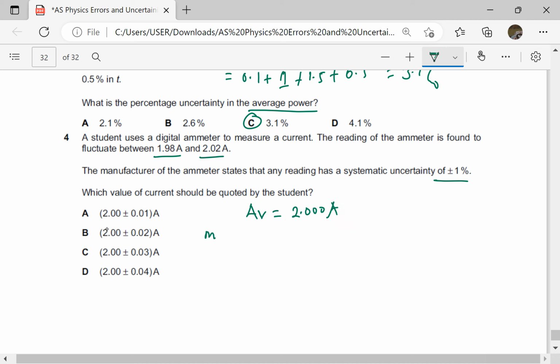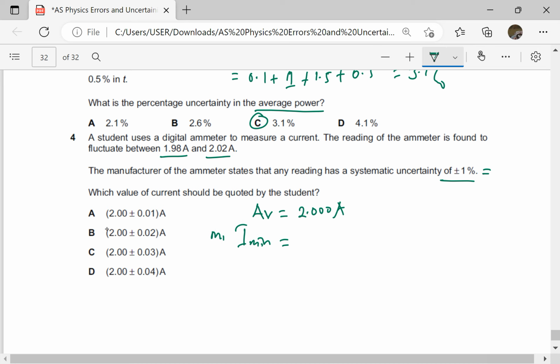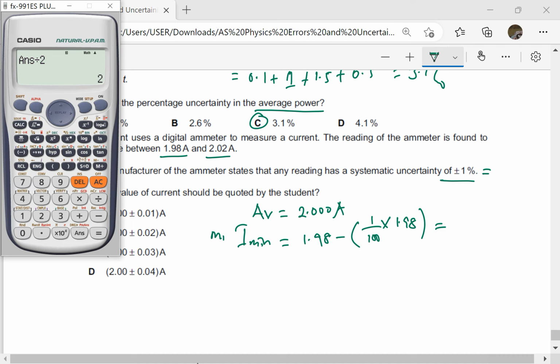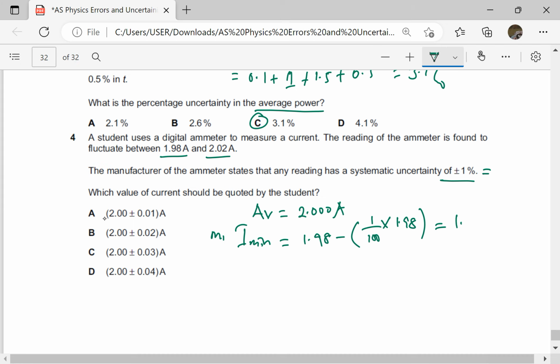So the minimum value, I'll call it current minimum. The minimum value, because this one is going to be, of course, the smallest, is 1.98. So the minimum value is going to be 1.98 minus, we subtract the uncertainty, which is 1 over 100 times 1.98. So let's see the minimum value. 1.98 minus 0.0198. So the minimum value is going to be 1.9602 amperes. That is the minimum.